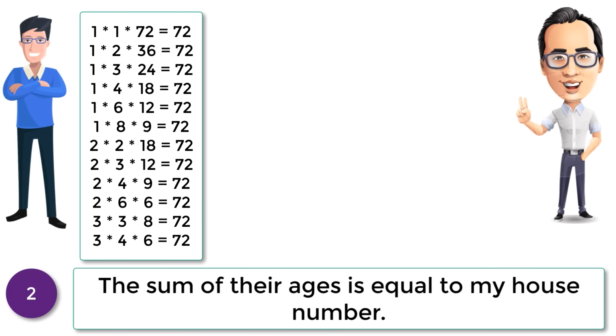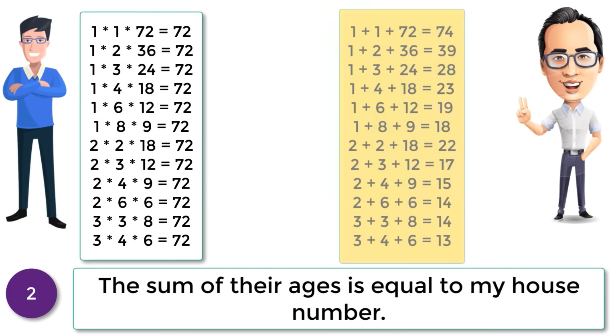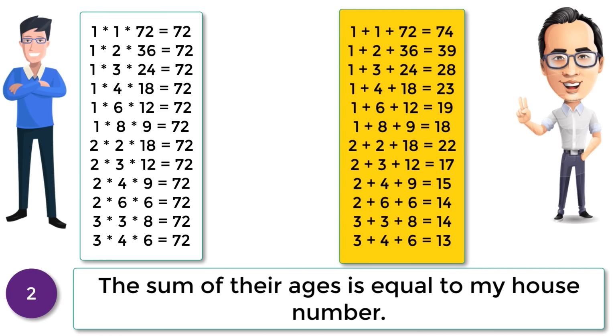The second hint is the sum of their ages is equal to my house number. So we already have the possibilities for the product of the 3 daughters' ages. Here are the sums of their ages. We have already calculated the product. Now let's see what the sums of their respective ages are. If you carefully observe, all sums are unique except 14. So the age sum must have been 14, otherwise Ravi would have guessed the ages from hint 2 itself.